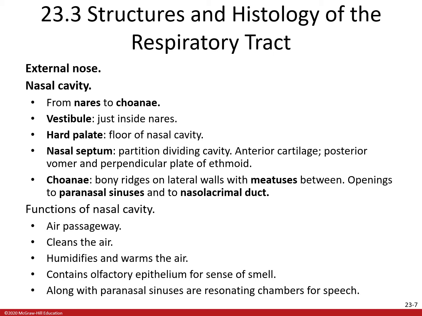But do know these functions of the nasal cavity and everything included in the nasal cavity and external nose. And that it is a passageway for air. It's going to clean, humidify, and warm the air that you are breathing in as well as breathing out. It is going to contain olfactory epithelium to help with your sense of smell, and your paranasal sinuses are resonating chambers for speech.